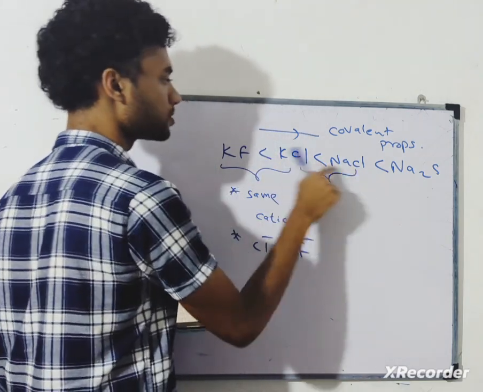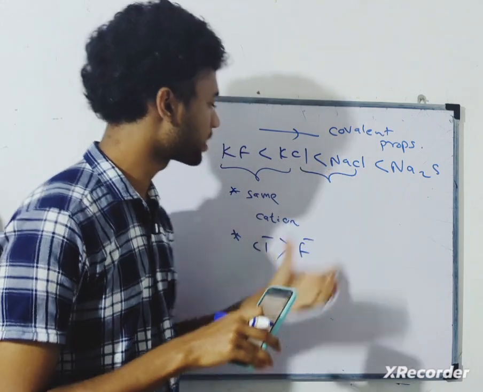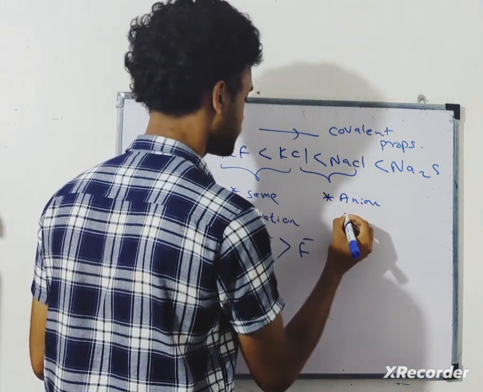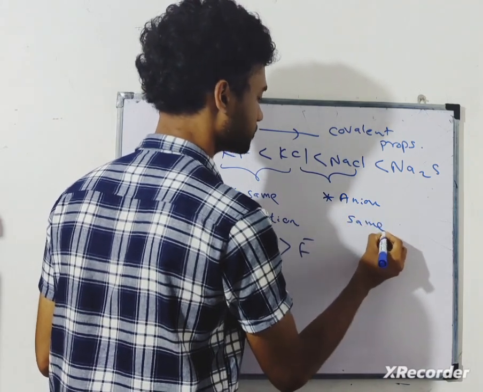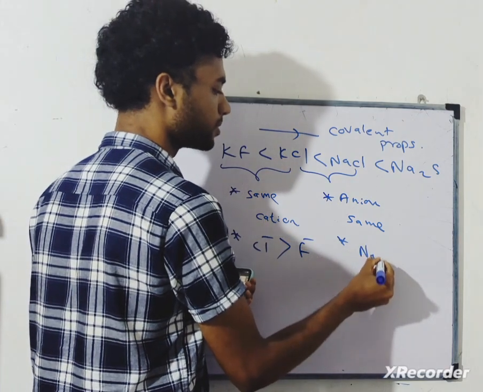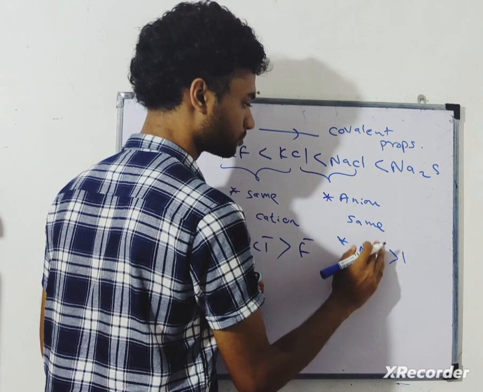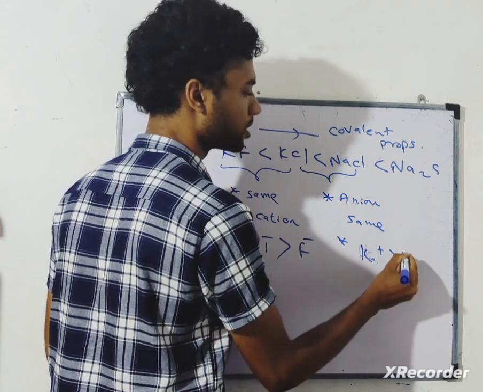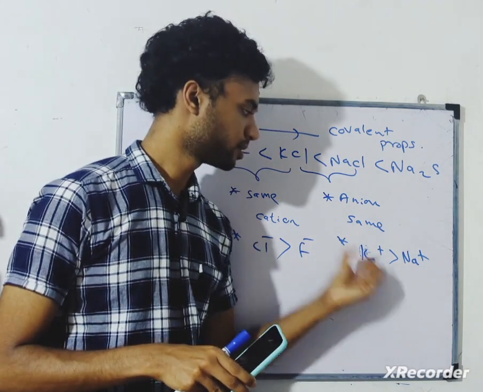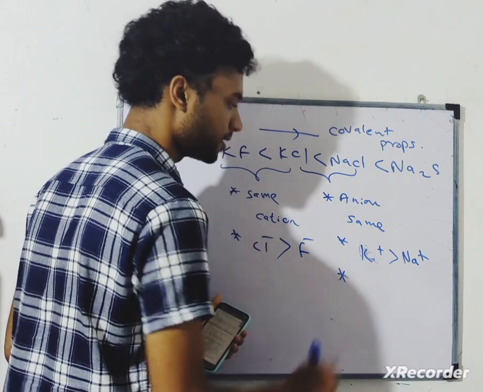Let's compare KCl and sodium chloride. What can you say? The anion is the same, but what can you say about the cations? Potassium plus is bigger than sodium plus. So what's the meaning of that? If potassium plus is bigger than sodium plus, what can you say?